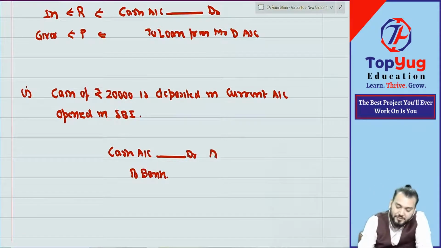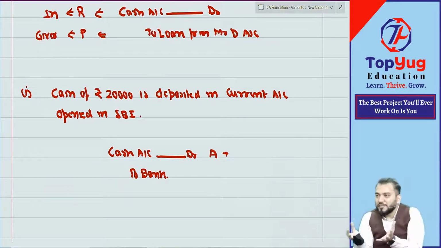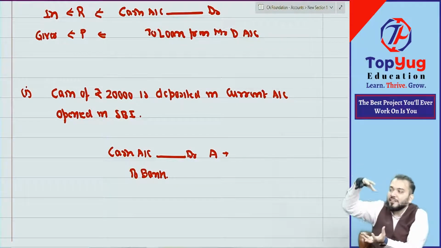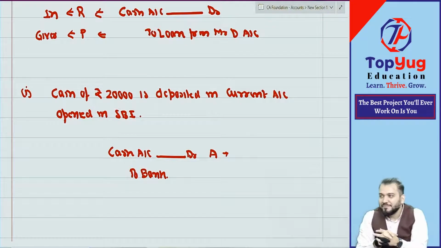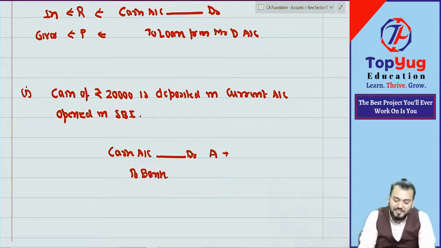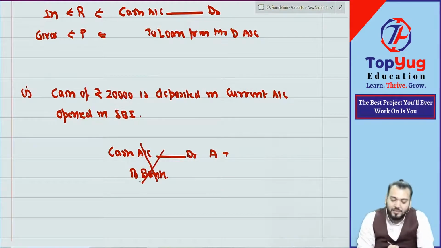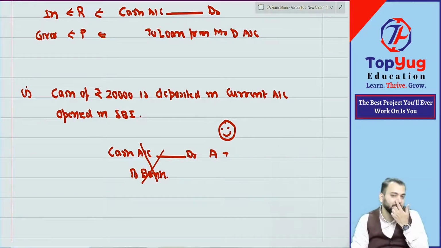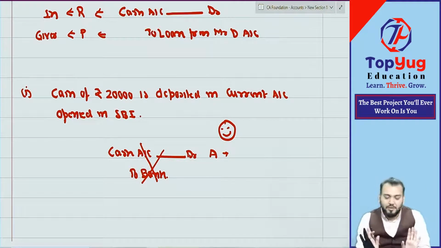Cash is an asset. The cash is increasing or decreasing? You have cash of rupees 20,000. You have deposited it in a bank account. Will your cash increase or decrease? Decrease. It is decreasing. So this went wrong somehow. One second wrong, give a smiley. Okay, nothing to worry.